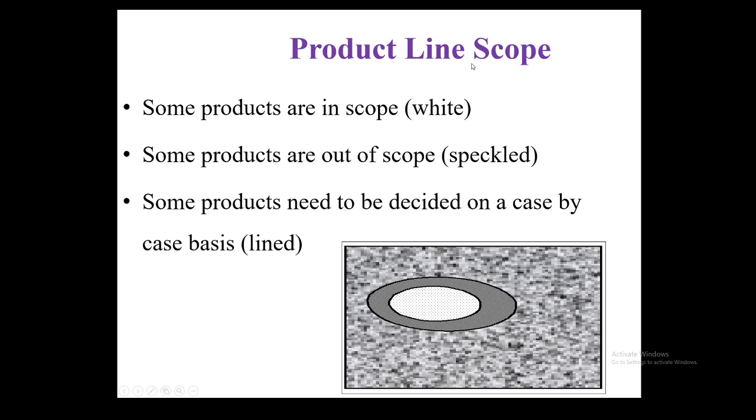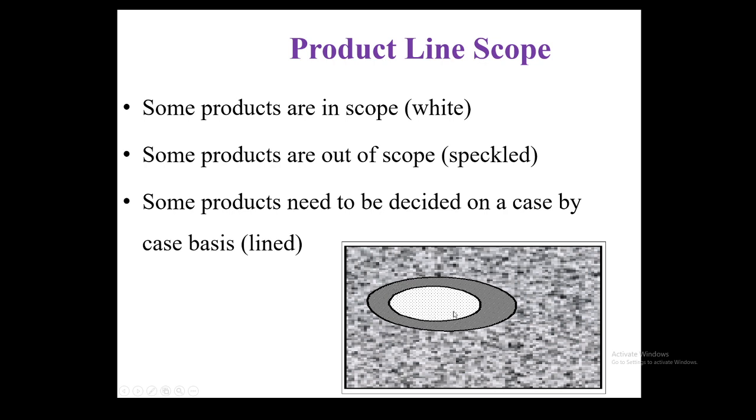So here we are going to learn about what the product line scope is. Scope tells about the objectives and how long it is going to be used. That is only scope. A simple product, if you take, will be with some limits. Some products are in scope. Some products could be out of scope.